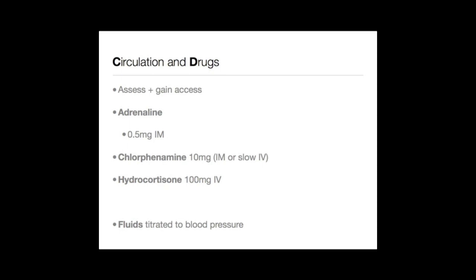The next drug to think about is the antihistamine chlorpheniramine, usually given at a dose of 10 milligrams intravenously. This helps limit ongoing inflammation. Finally, consider giving some intravenous hydrocortisone. 100 milligrams IV is a common dose. Remember that hydrocortisone has little effect immediately, but helps to prevent subsequent late-phase allergic reactions.